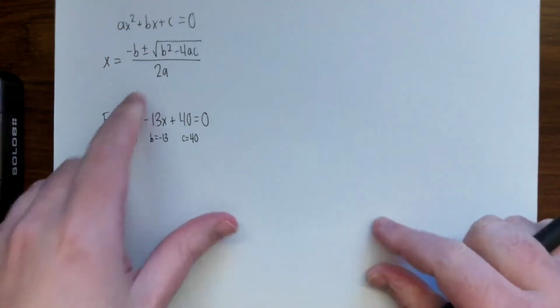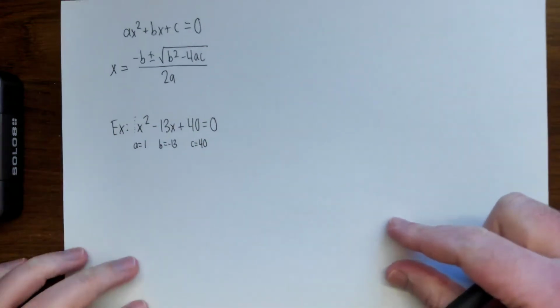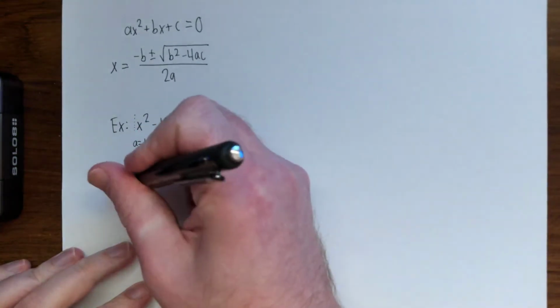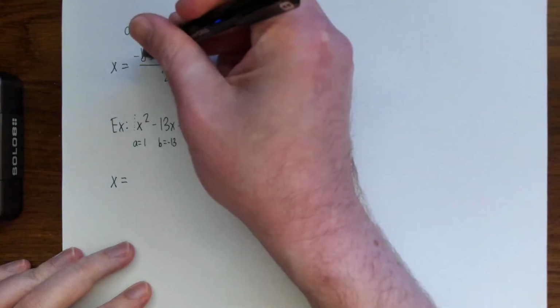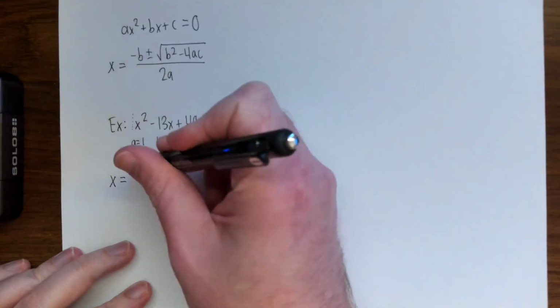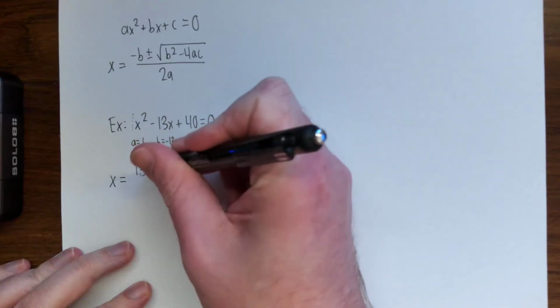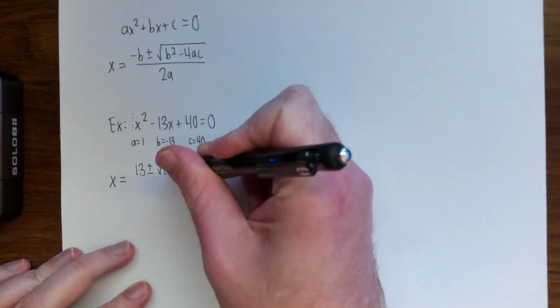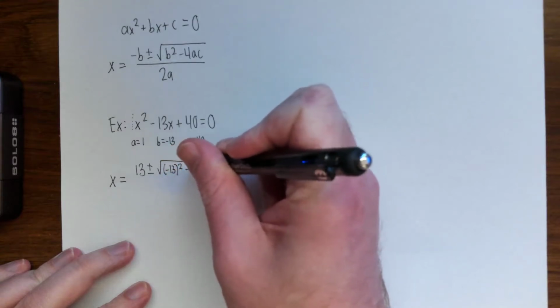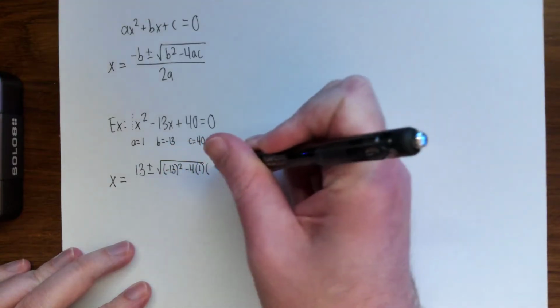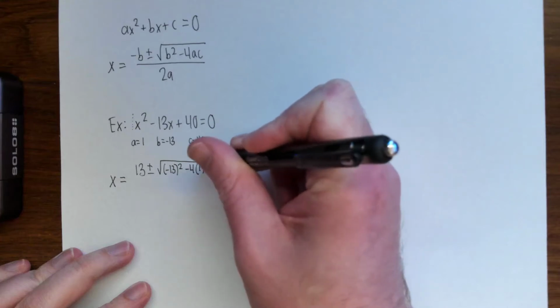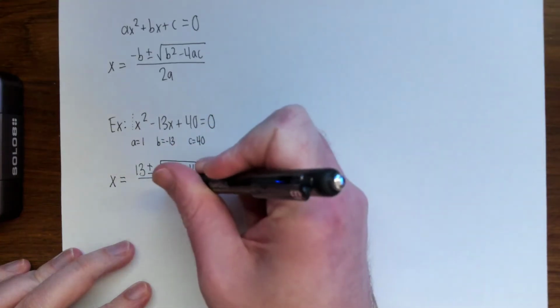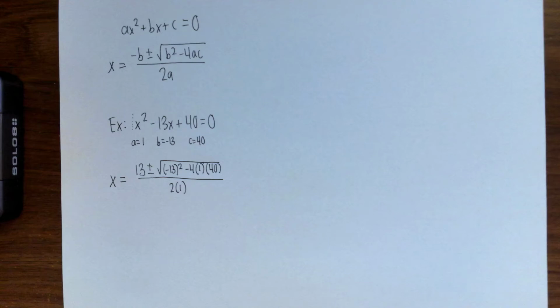So we're going to start by writing down this formula and plugging in all the numbers in the right spot. So B is negative 13, and there's already a negative there, so it'll just be 13 plus or minus square root negative 13 squared minus 4 times 1 times 40, all over 2 times 1. So obviously we're going to need to do a lot of simplifying here.